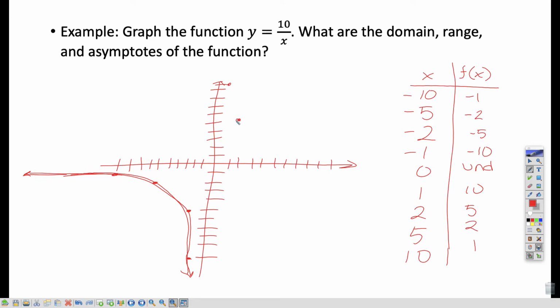1, 10, 2, 5, 5, 10. I'm like off. Am I off? 2, 5. Oh, 5, 2. I was switching them in my brain. And then all I do is what? Connect the dots.